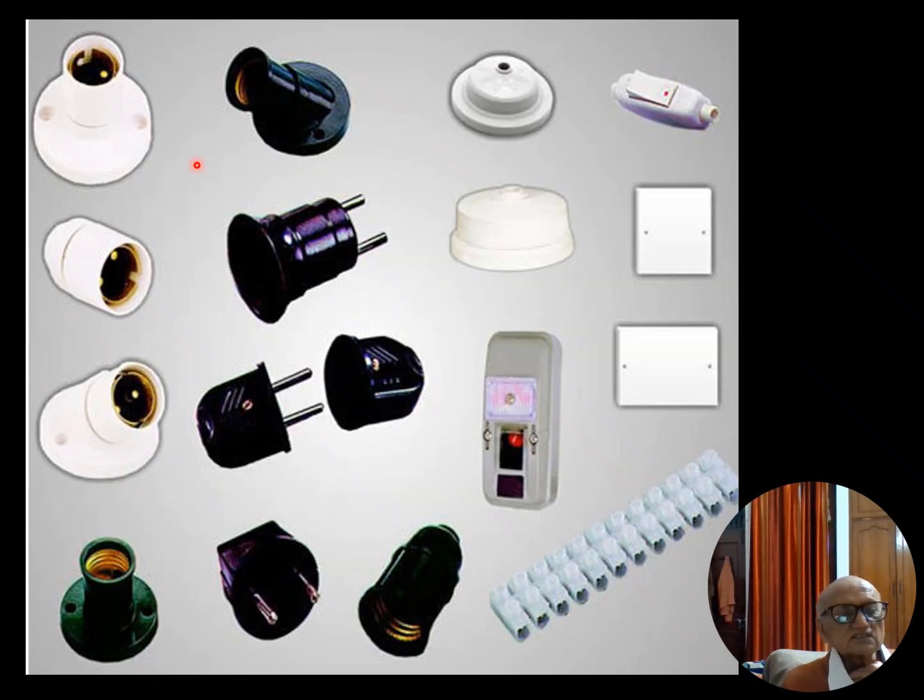Friends, this particular slide shows you miscellaneous accessories. This we have already discussed. Holders. Then we have different types of plugging devices for getting electrical power. We have a ceiling rose. Ceiling roses are provided on the ceiling to provide suspended type of fittings, from which suspended type fittings can be hanged.